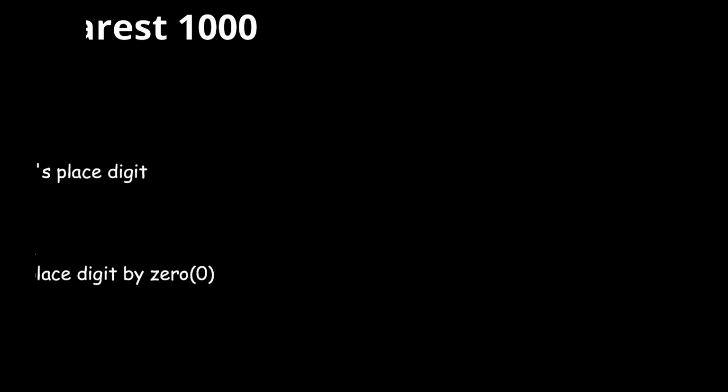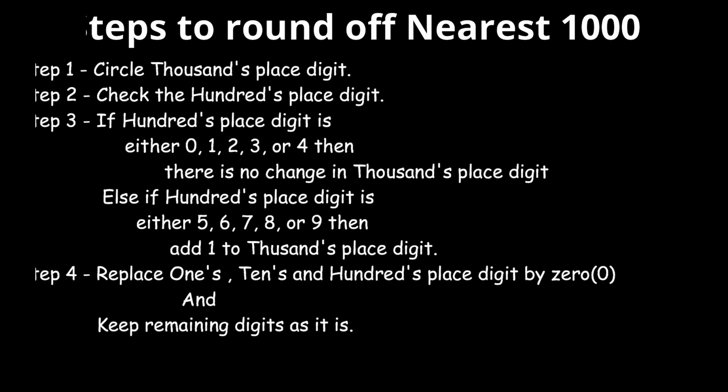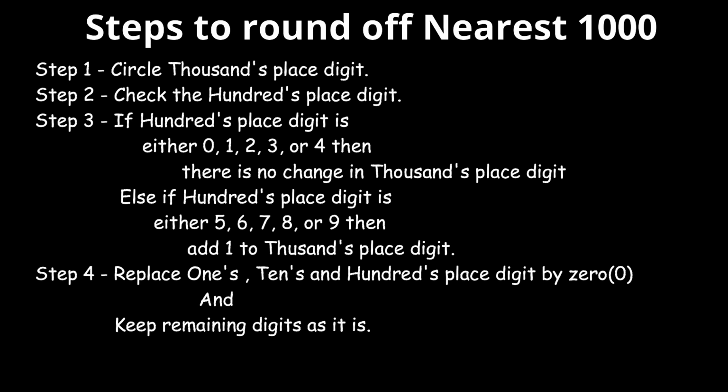Steps to round off to the nearest 1000. Step 1, circle the 1000 place digit. Step 2, check the 100 place digit. Step 3, if the 100 place digit is either 0, 1, 2, 3 or 4, then there is no change in the 1000 place digit. Else if the 100 place digit is either 5, 6, 7, 8 or 9, then we need to add 1 to the 1000 place digit. After this, replace the ones, tens and 100 place digits by 0 and keep the remaining digits as it is.